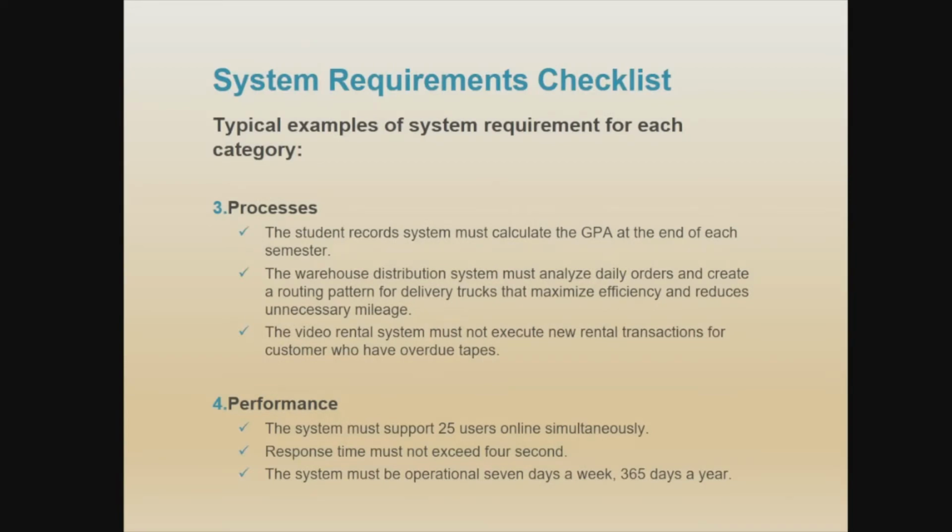Next, how about the processes? The student record system must calculate the GPA. What are the processes that must be in that system? And number 4, the system must support 25 users online simultaneously. Means the performance. As a network student, you should know about the performance.